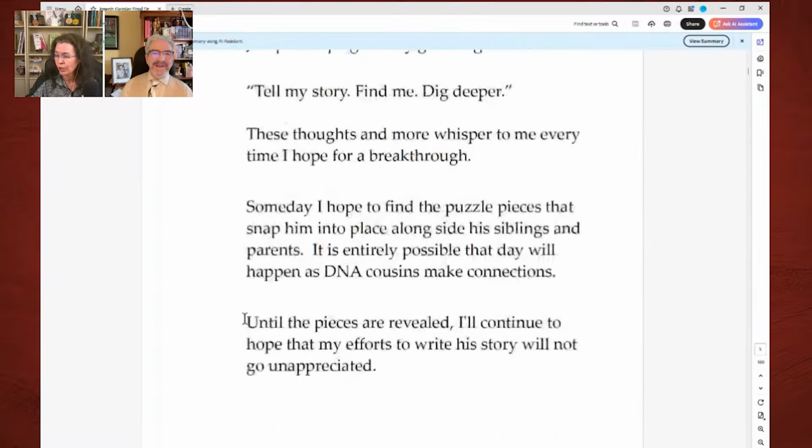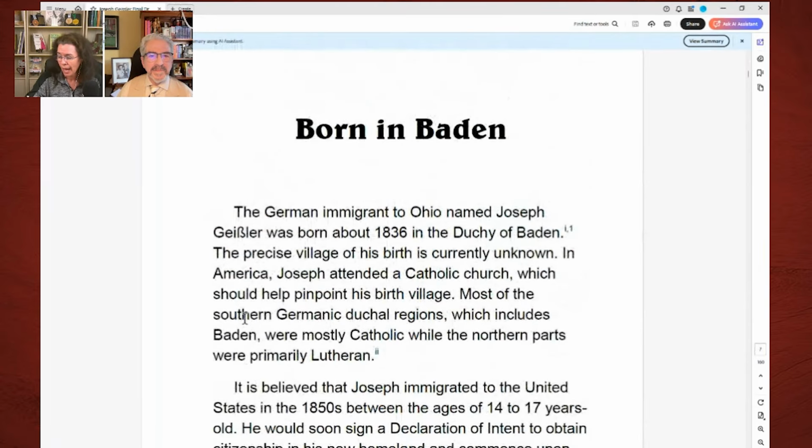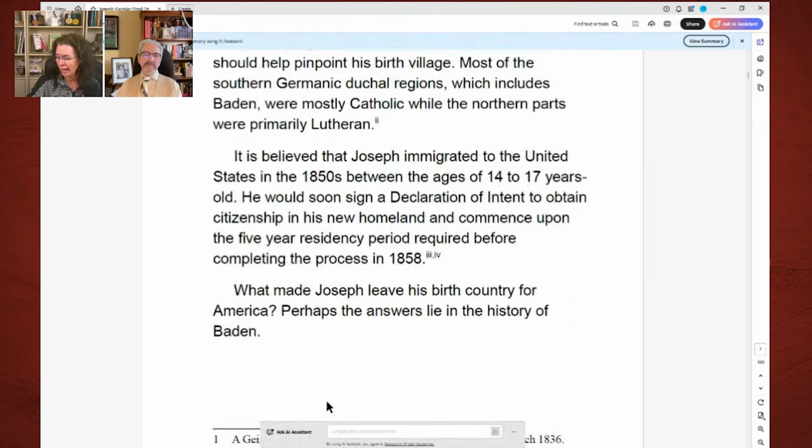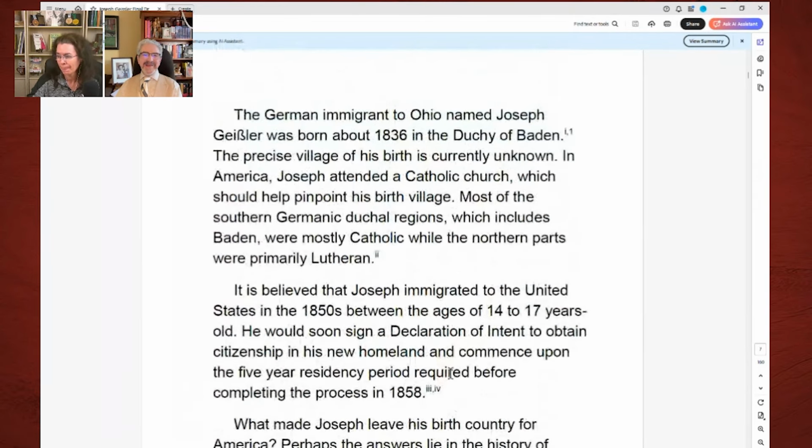So the first chapter that I have was born in Baden, and I'm just starting with this. He was born in 1836 in the Duchy of Baden, and then I do have the date of reference where it came from. Yes, the reference. But actually the one is a footnote and the little i is the source at the bottom, but I don't need to go to that.